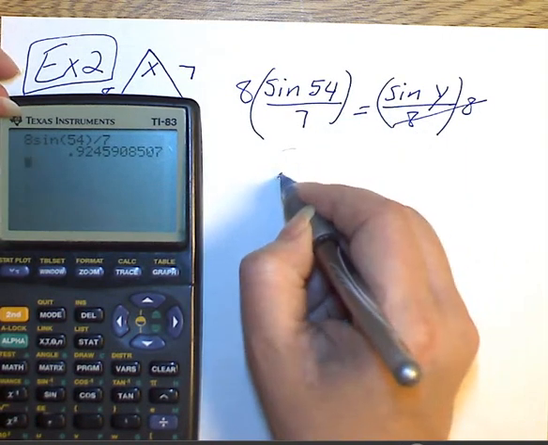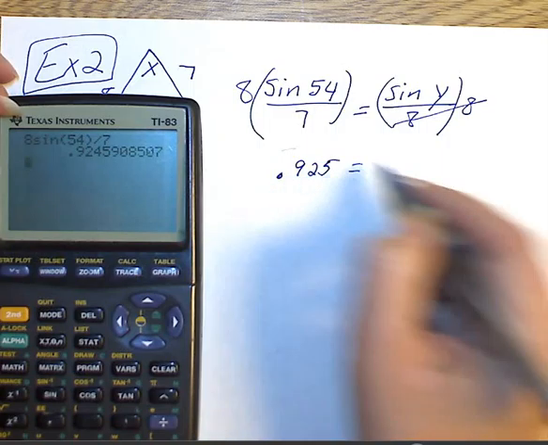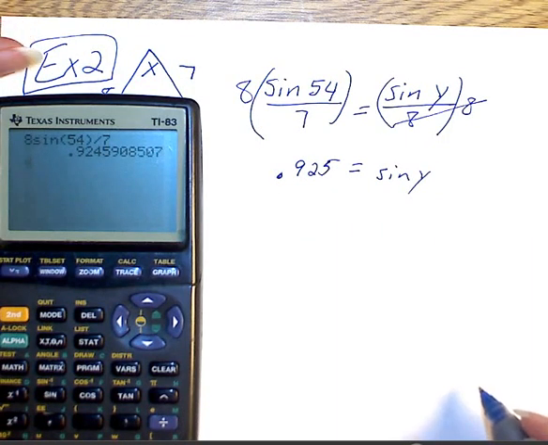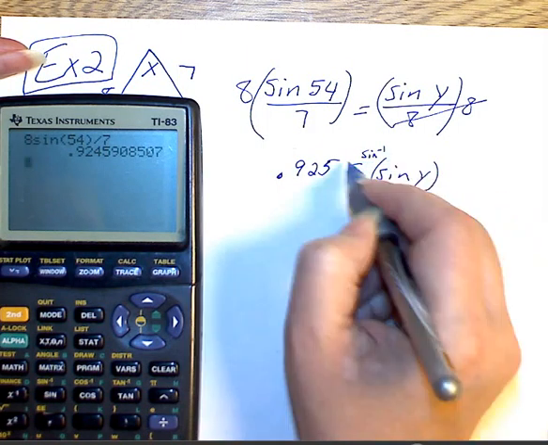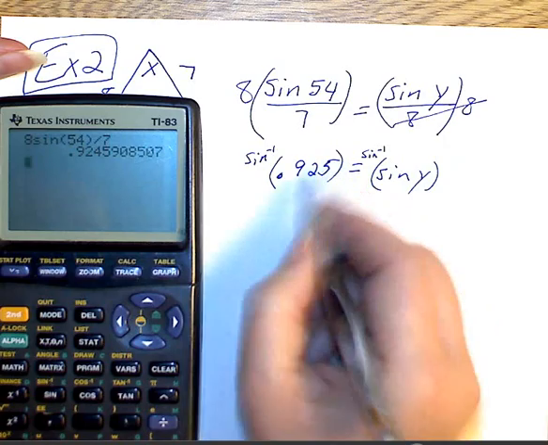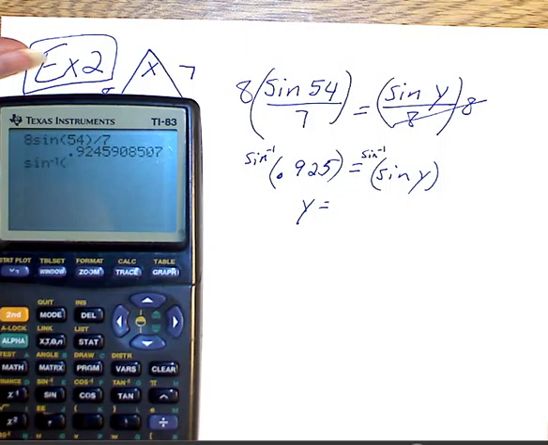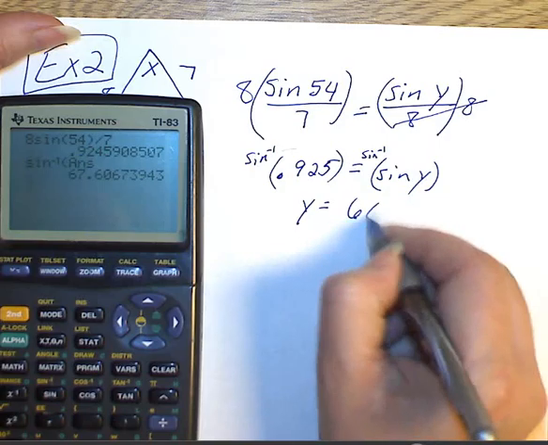So hopefully you get 0.925-ish for sine Y. What do I do to solve for Y? Inverse. So I'm going to take the inverse sine, so Y is equal to 68 degrees.